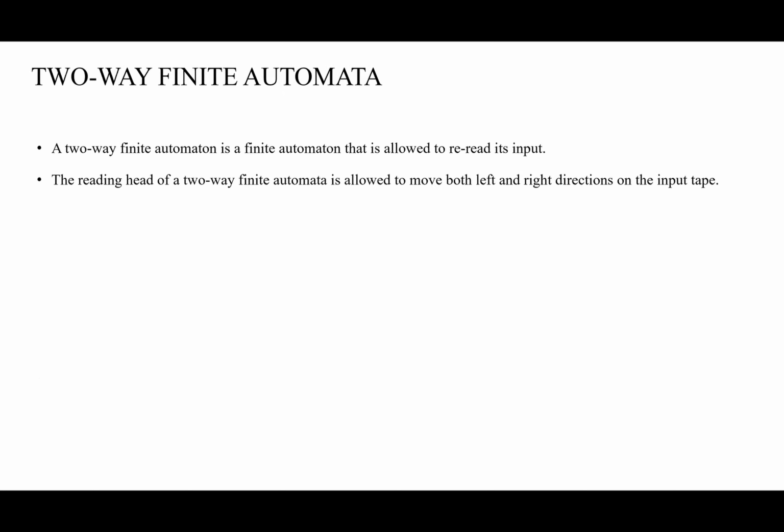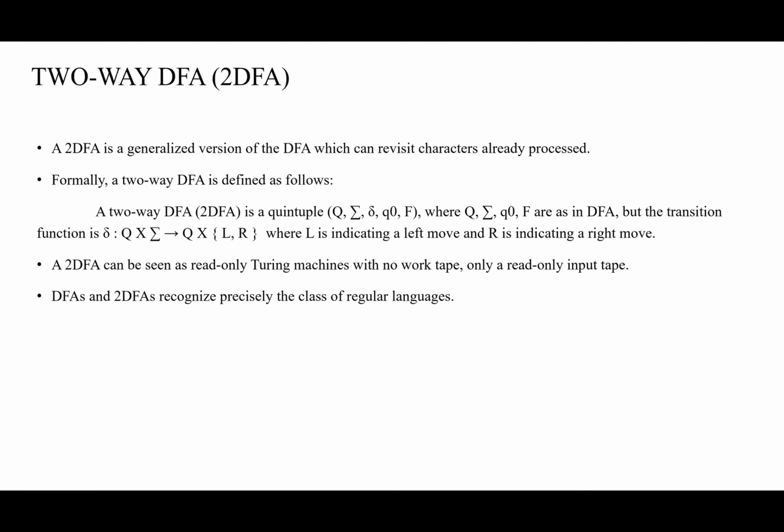So, two-way finite automata. A two-way finite automata is a finite automata that is allowed to reread its input. So the head of the two-way finite automata allows both left and right direction on the input tape. The two-way DFA can be mentioned as 2DFA. It is a generalized version of a DFA which can revisit the characters already processed. So we are able to revisit the characters which are already processed.